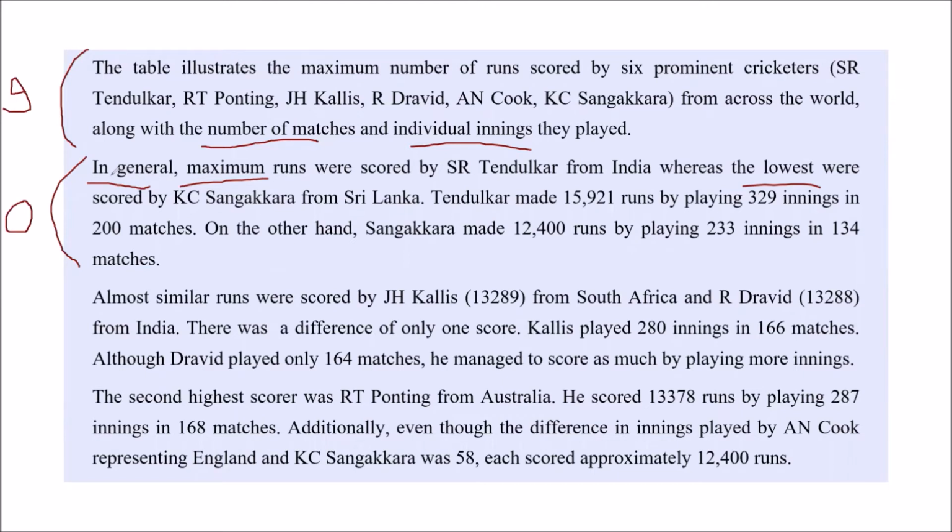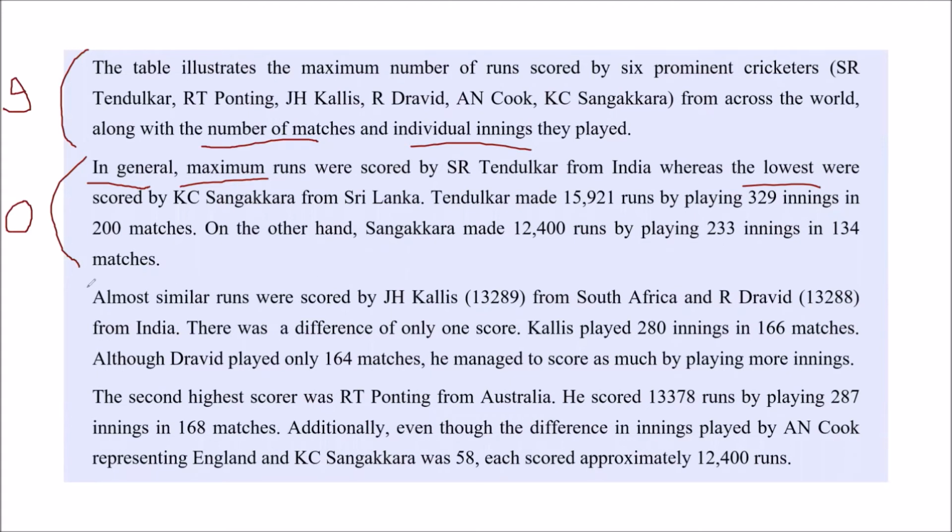Let's read it. In general, maximum runs were scored by S.R. Tendulkar from India, whereas the lowest were scored by K.C. Sangakkara from Sri Lanka. Tendulkar made 15,921 runs by playing 329 innings in 200 matches. On the other hand, Sangakkara made 12,400 runs by playing 233 innings in 134 matches.